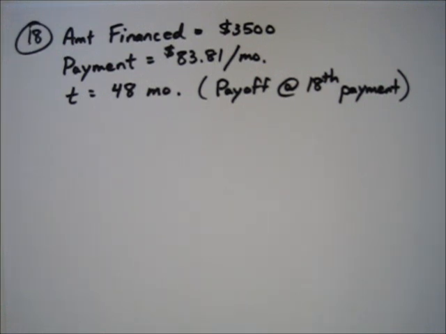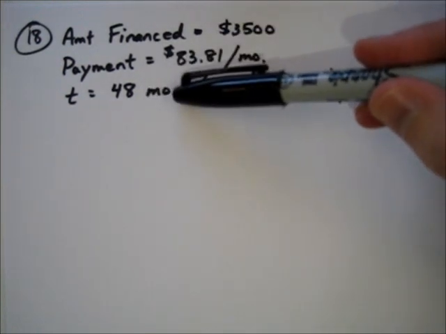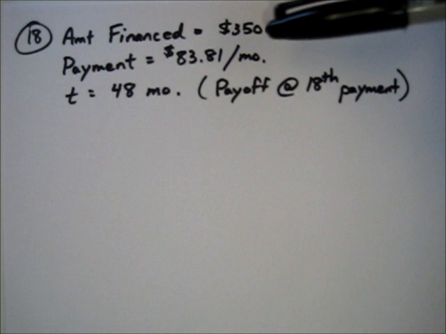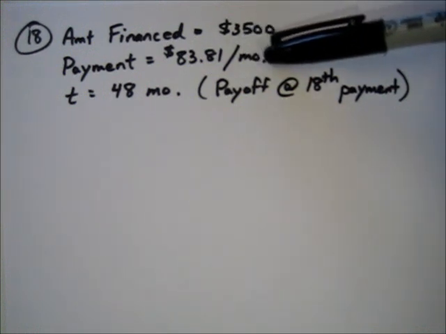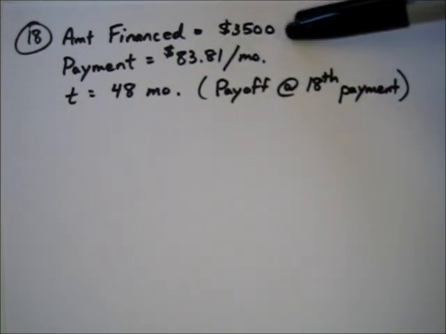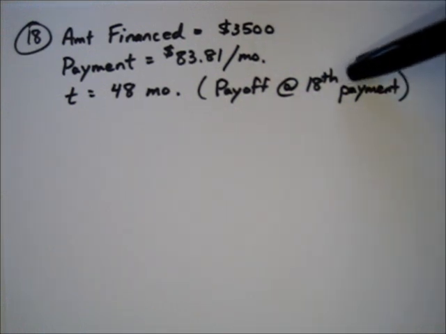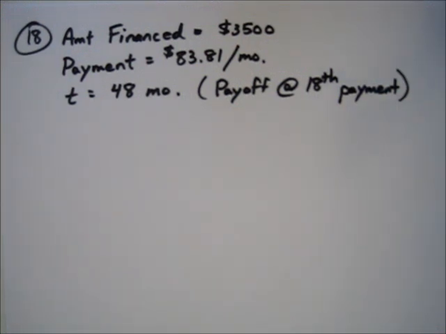So in problem 18, we find that Jeslianne Hernandez has a 48-month installment loan with a fixed monthly payment of $83.81 a month. The amount she borrowed was $3,500, but instead of making her 18th payment, she's going to pay the remaining balance on the loan. And the first question is to determine the APR of the installment loan. Now, we did an example of this in the last problem, but it doesn't hurt to see another one.